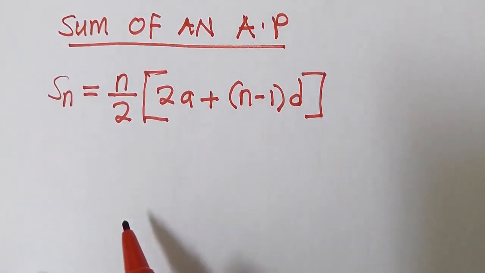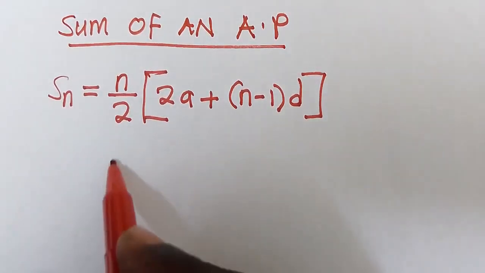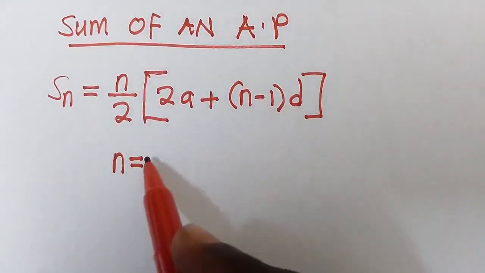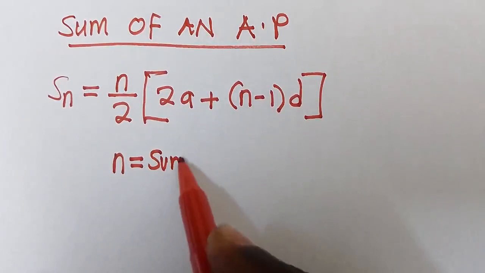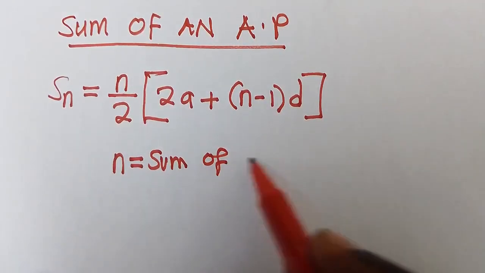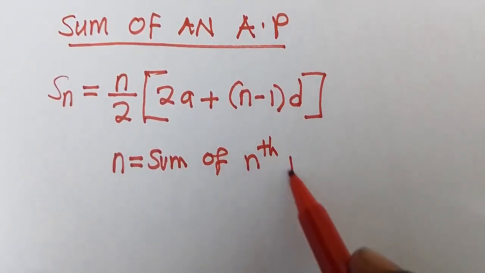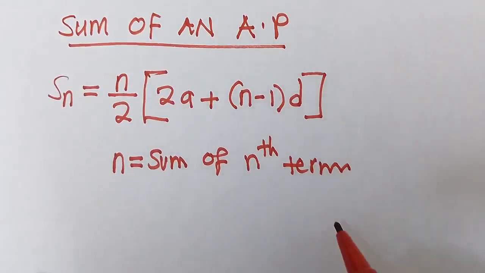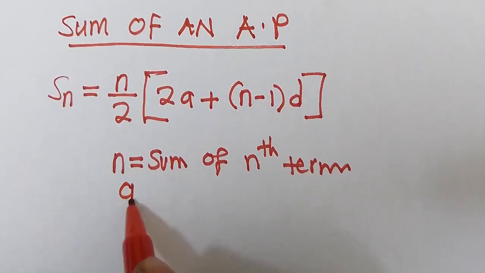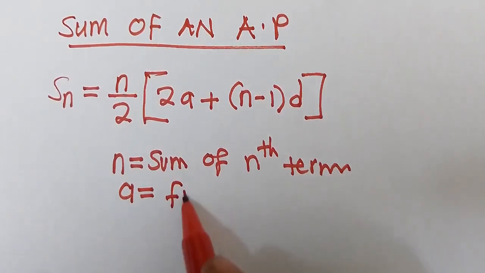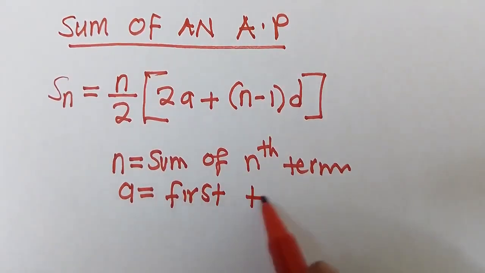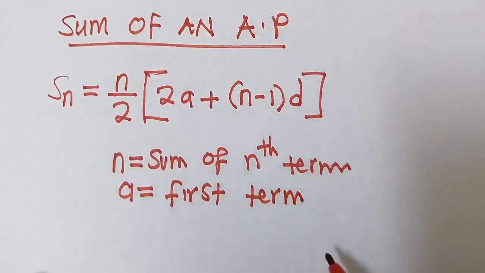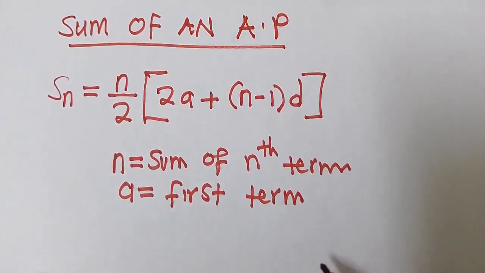This is the sum, where you know that n is the sum of what? The sum of the nth term, what you are told to find. Have you seen what you are told to find? Then you know that a is your first term. This is simple data that you need to know.